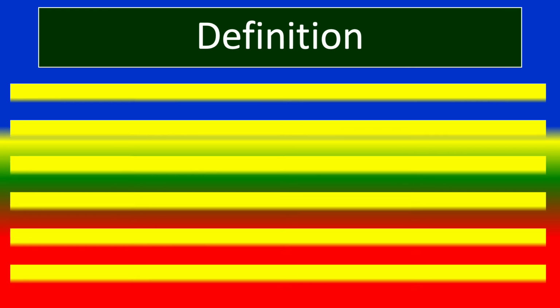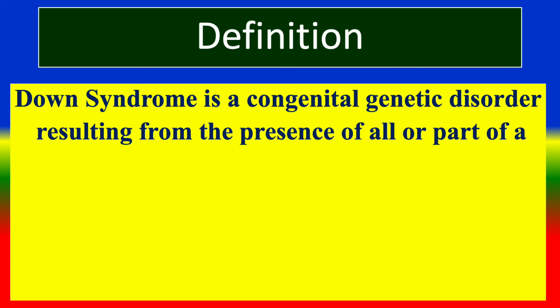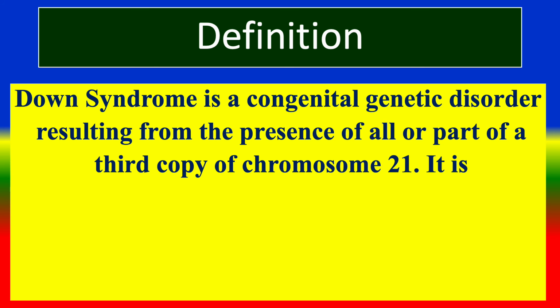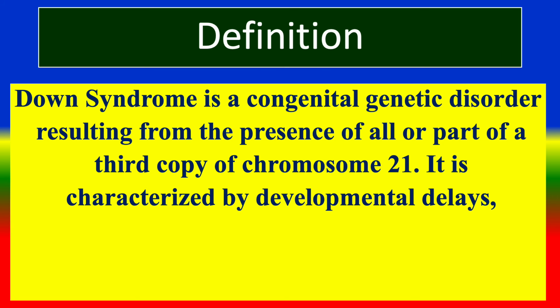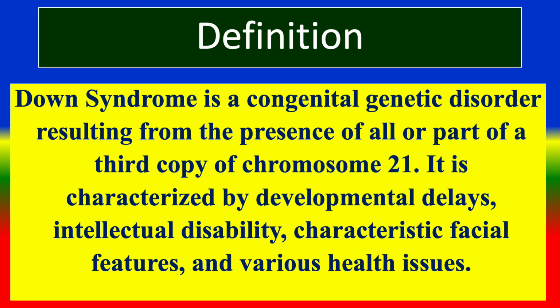A definition. Down syndrome is a congenital genetic disorder resulting from the presence of all or part of a third copy of chromosome 21. It is characterized by developmental delays, intellectual disability, characteristic facial features, and various health issues.